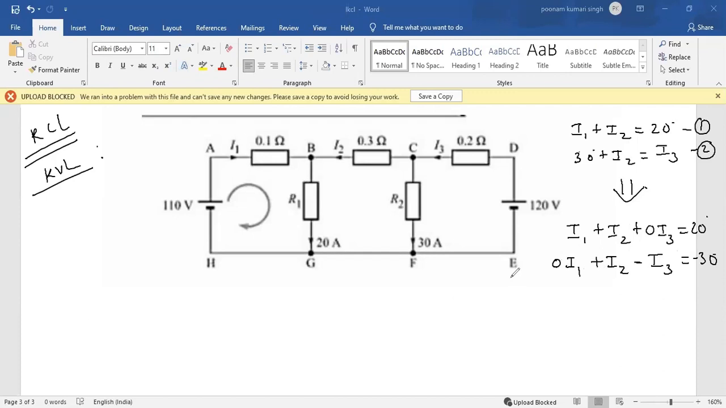Now, if we take the loop A, B, C, D, E, F, G, H, only the outer loop, we'll get another equation that has I1, I2, and I3 in it. Then we can use the cross multiplication method to solve it. But why go for cross multiplication, when we can consider it like a matrix, the matrix that we learned in first semester?